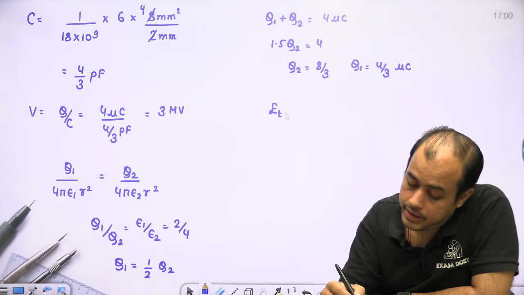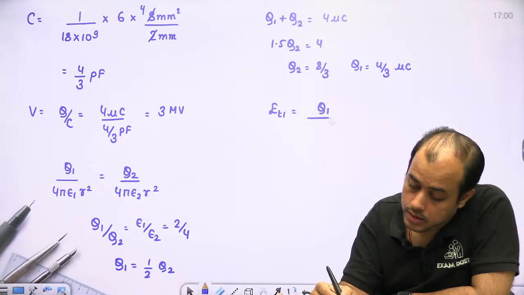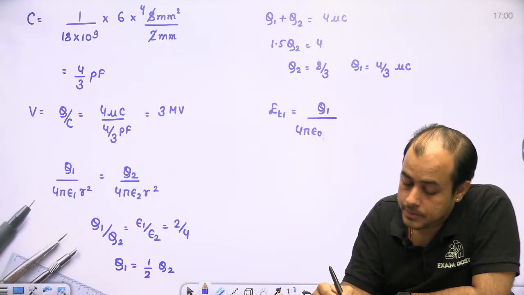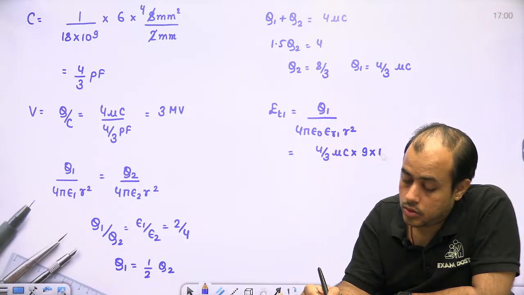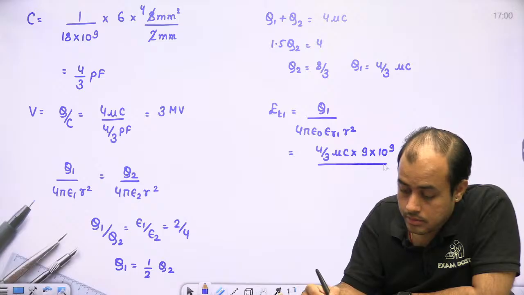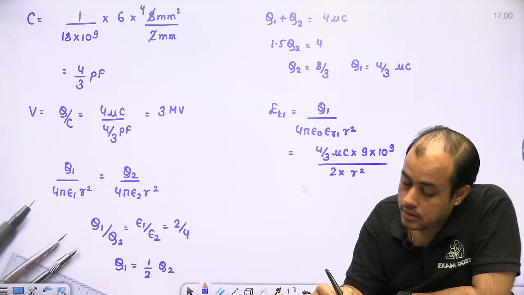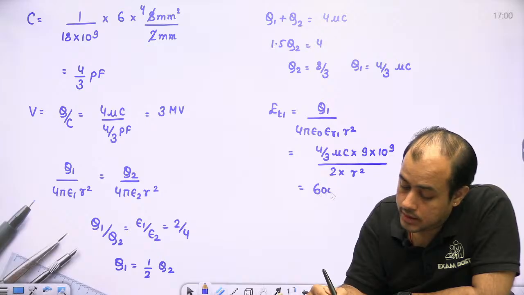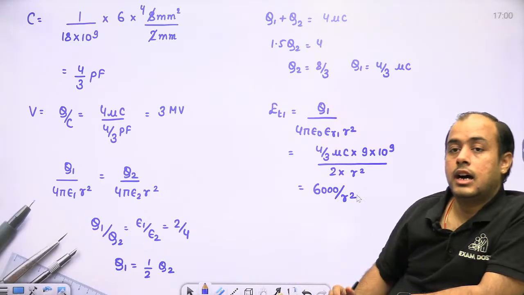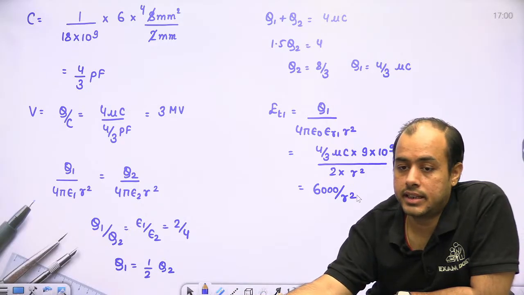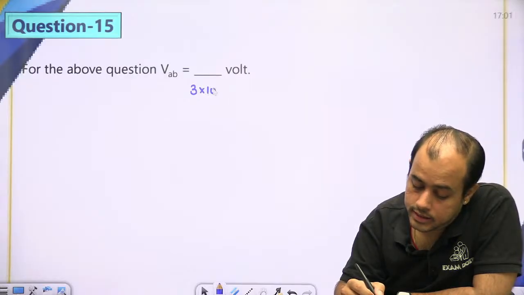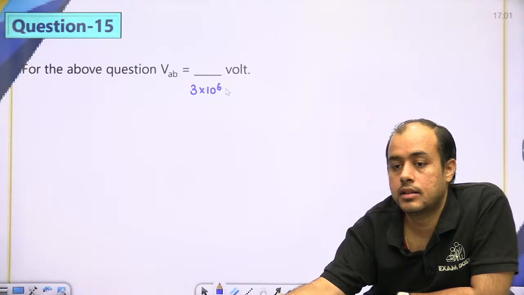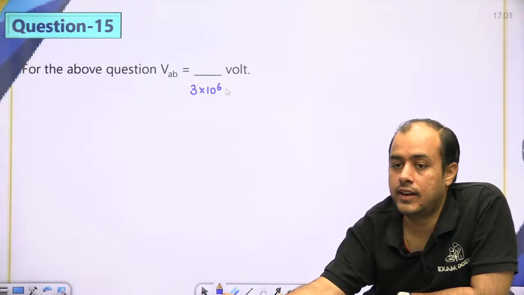Now the electric field in medium 1 is Q1 by 4 pi epsilon naught epsilon r1 R square, with 4 by 3 microcoulomb, 9 into 10 to the power 9, divided by epsilon r1 which is 2, giving 6000 by R square. This electric field will be the same in both media. And what about the voltage? The voltage we have already calculated, 3 into 10 to the power 6. The electric field is the same in both.